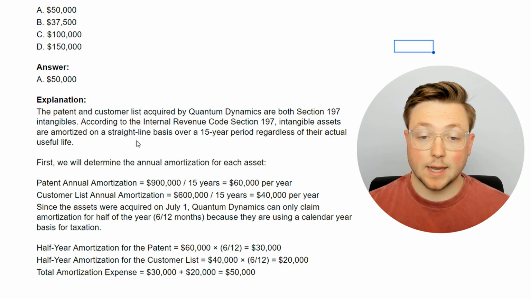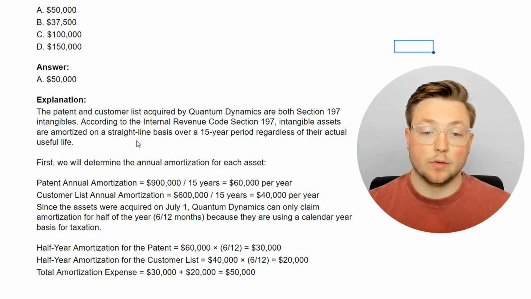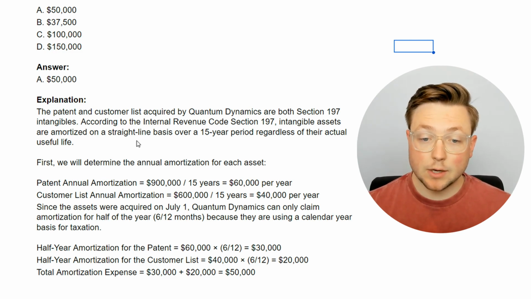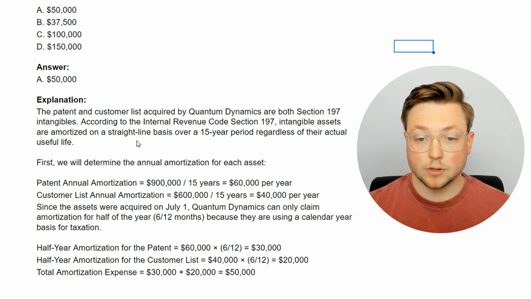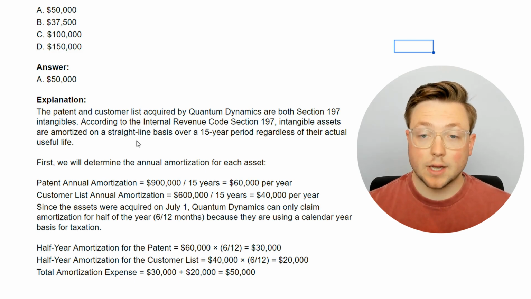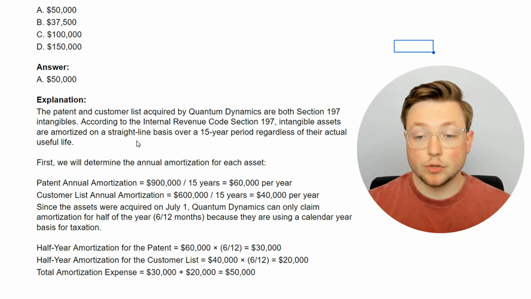First, we have to determine the annual amortization for each asset. So for the patent, it would be $900,000 divided by 15 years. So that'd be $60,000 a year. For the customer list annual amortization, it's $600,000 divided by 15 years, equaling $40,000 a year. So a total of $100,000 of amortization in future years.